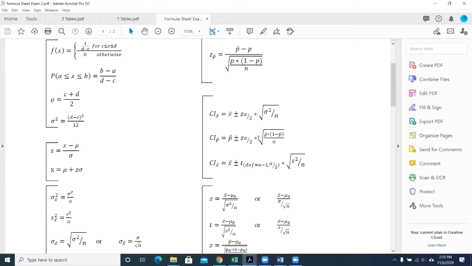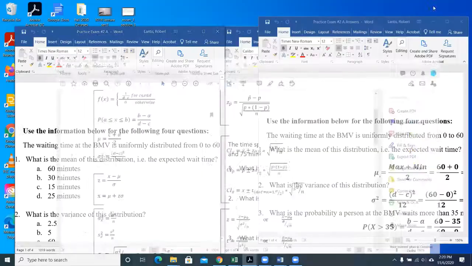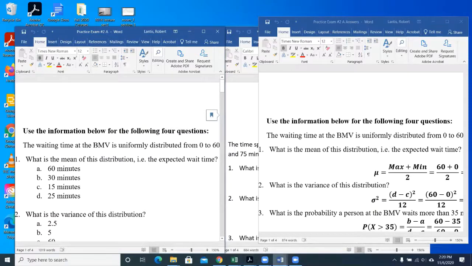So 1.96 times the square root. Oh, I made a mistake. Hold on. Oh, there we go. So 0.304 is approximately that lower bound.